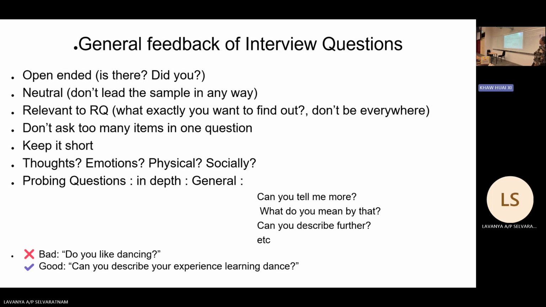You can ask about thoughts, emotions, physical, social, anything. It's fine. But make it specific. If you want to know about thoughts, ask about thoughts: what are your thoughts about this? If you want to know their emotions, ask specifically what their emotions are. Don't ask how do you feel about this and expect answers on both thoughts and emotions. If you want to know about thoughts, ask about thoughts. If you want to know about emotions, ask about emotions.